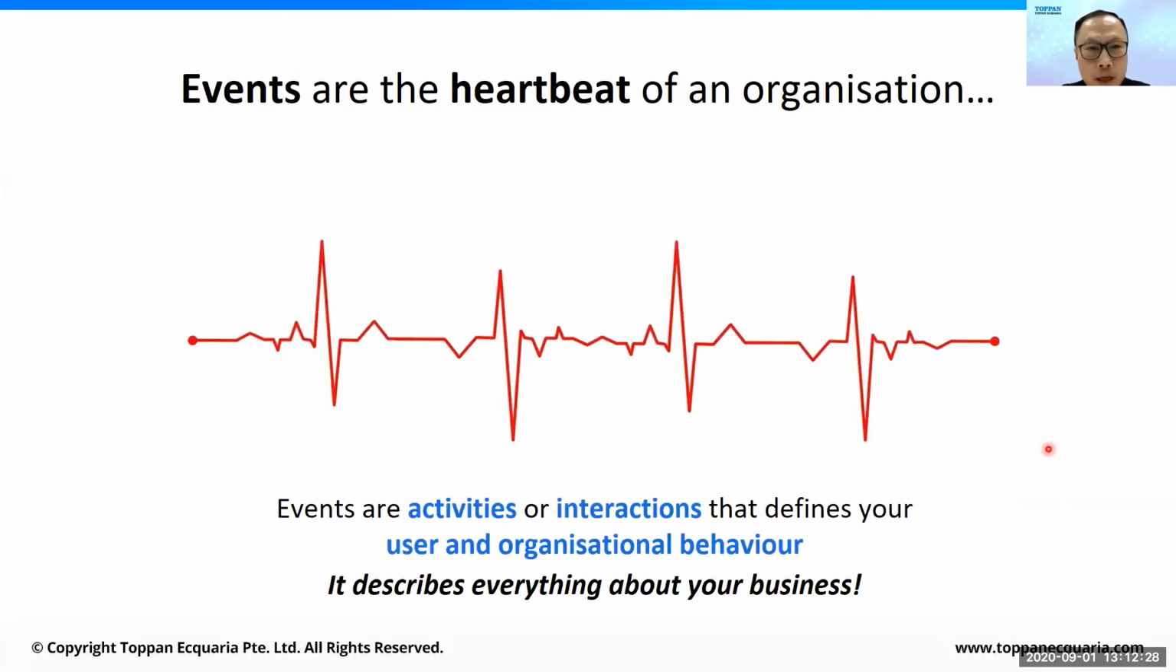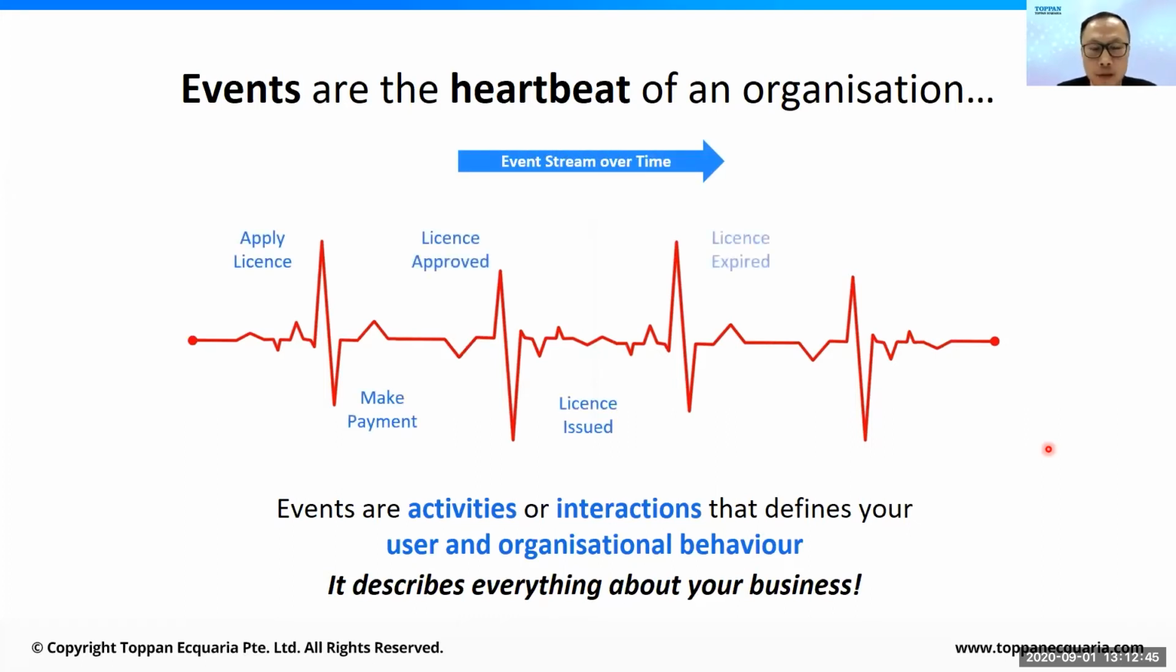Okay, so what are events? So events are actually the heartbeat of an organization. So they represent the activities and interactions that actually define your user and organizational behavior. Basically, it describes everything about your business.